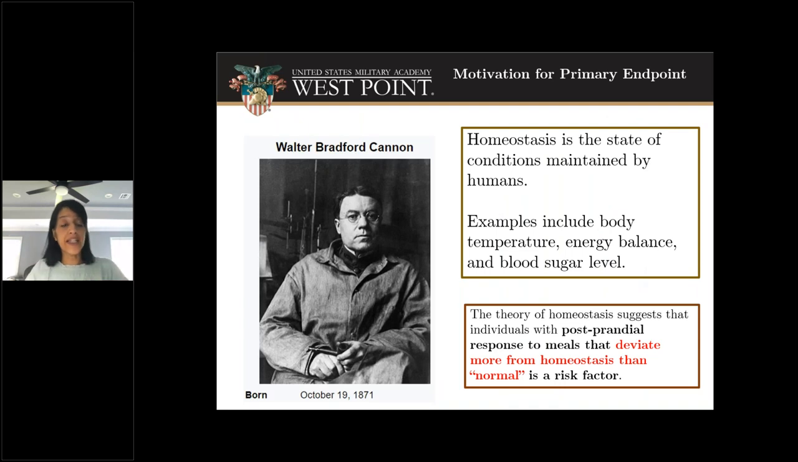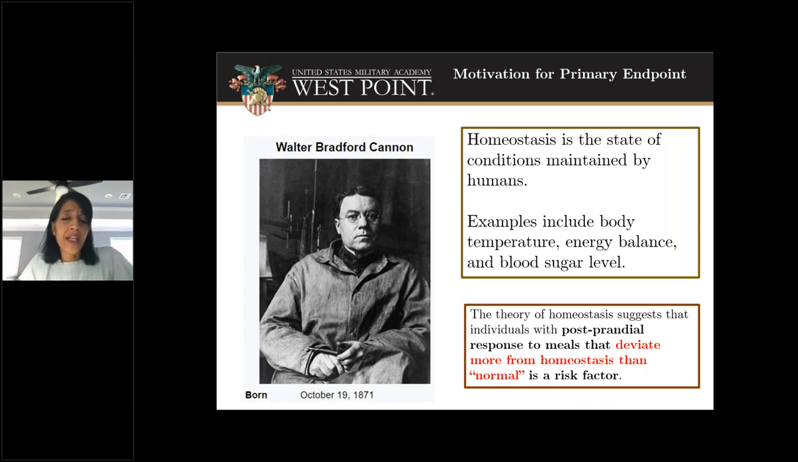I actually started here in Nutrition for Precision Health. I wanted to know everything I could about this primary endpoint. And I asked Chris Lynch about this, like, why did they choose this? And he said it actually comes from Walter Bradford Cannon, the idea of homeostasis. Homeostasis is the study of conditions maintained by human bodies.